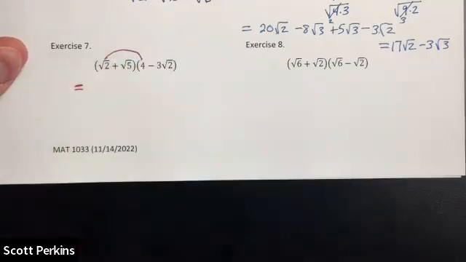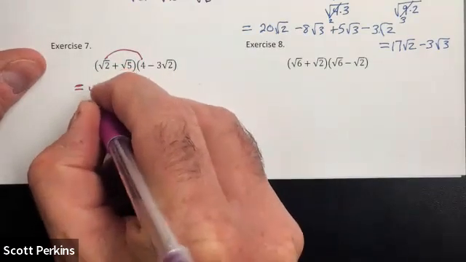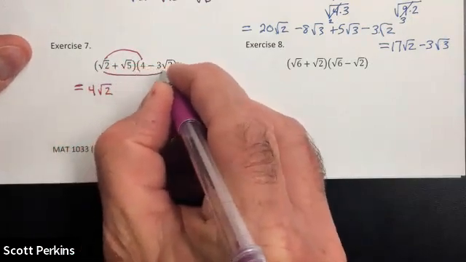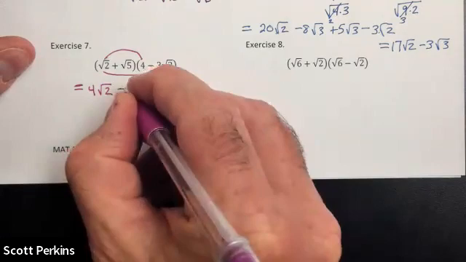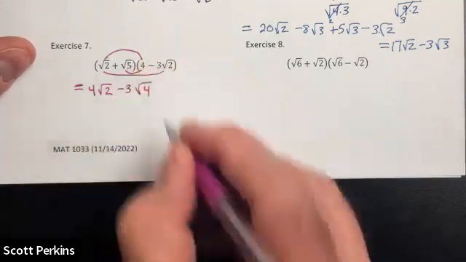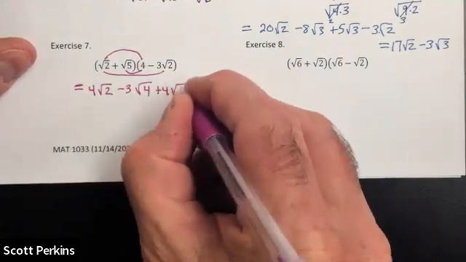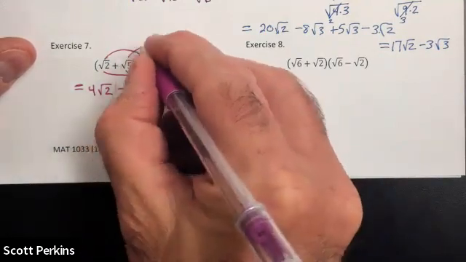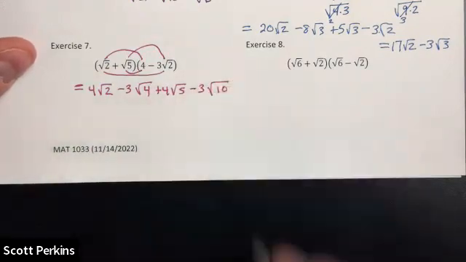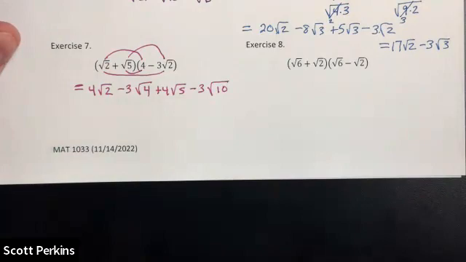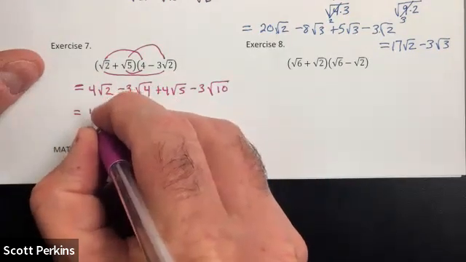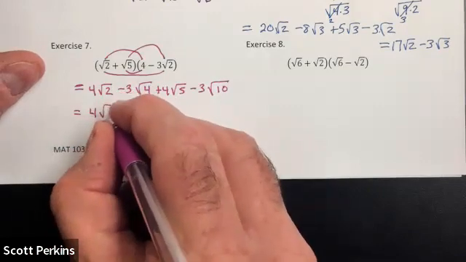So square root of 2 times 4, that 4 is outside the radical, so it's just 4 square root of 2. The outers, square root of 2 times negative 3 square root of 2, that is negative 3 square root of 4. Then my inners, square root of 5 times 4 is 4 square root of 5. And then my last, the square root of 5 times negative 3 square root of 2 is negative 3 square root of 10. Multiply stuff outside by other stuff outside. You multiply the stuff under the radical by other stuff under the radical. And I've got one thing that I can simplify here.